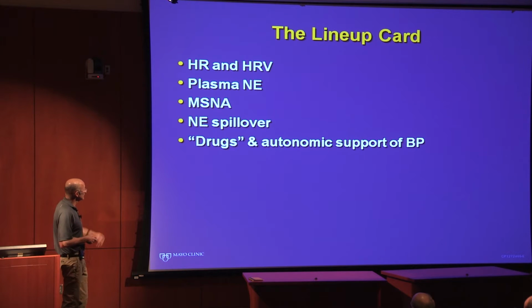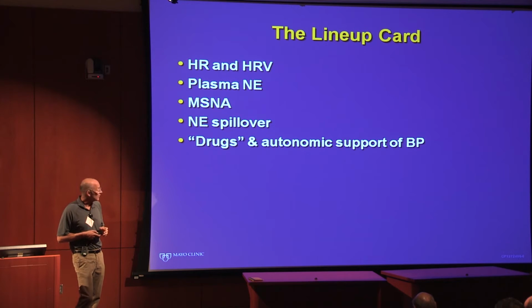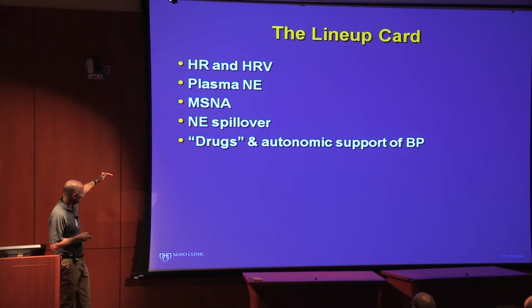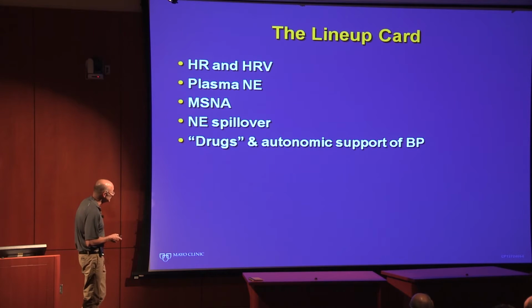So the lineup card is heart rate and heart rate variability. We'll talk a little bit about that. Plasma norepinephrine a little bit. Talk about muscle sympathetic nerve activity, the thing I probably know the most about. Norepinephrine spillover, the thing that everybody but Steve O'Julius and Murray Esler know nothing about. And we'll talk about drugs and autonomic support of blood pressure.